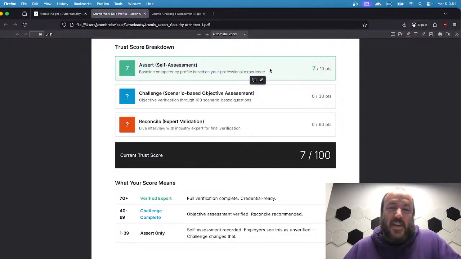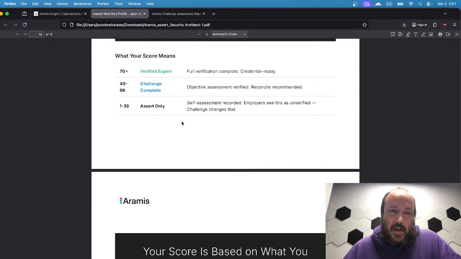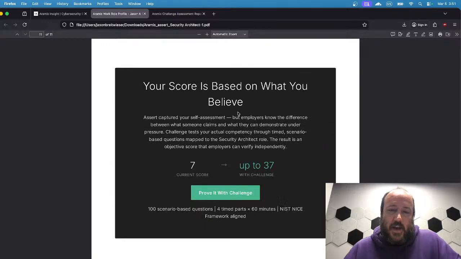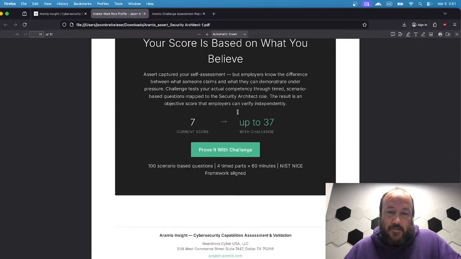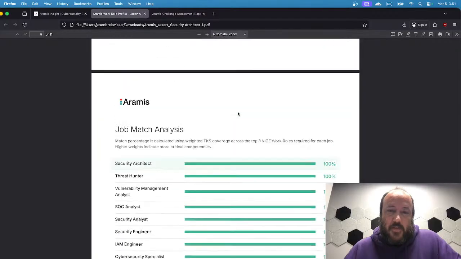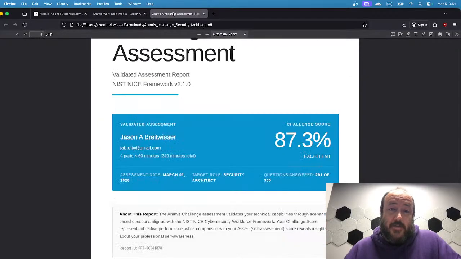I have achieved 7 out of 10 points. So 70% plus means full verification complete, credential ready, verified expert. 40 to 69, challenge complete. 1 to 39, assert only. So at the time I had taken this, I had a current score of 7. So I went on to prove it with challenge.